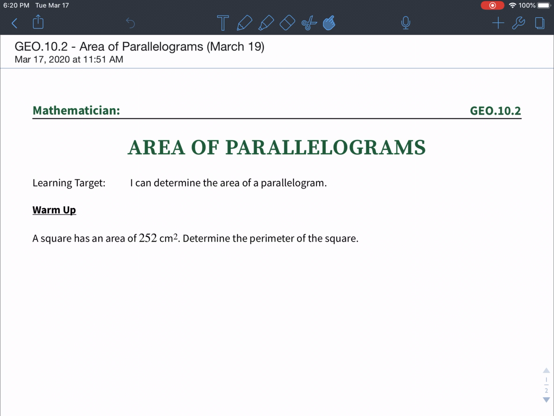All right, howdy folks. Today we are going to be covering the area of parallelograms. Before we get into that, you have a warm-up to do, just one problem. If a square has an area of 252 square centimeters, determine the perimeter of the square.